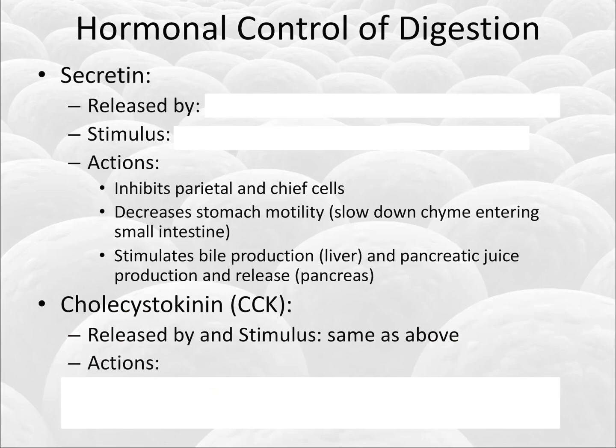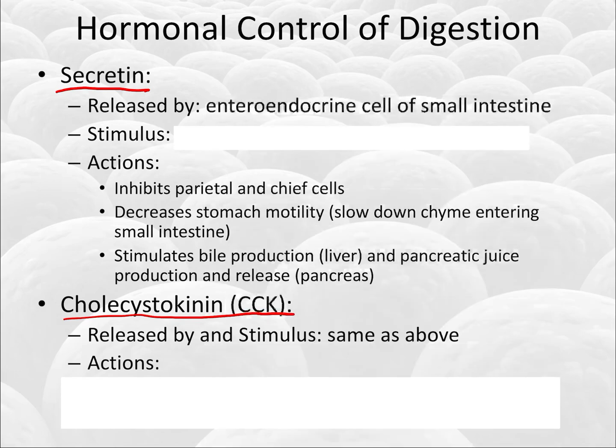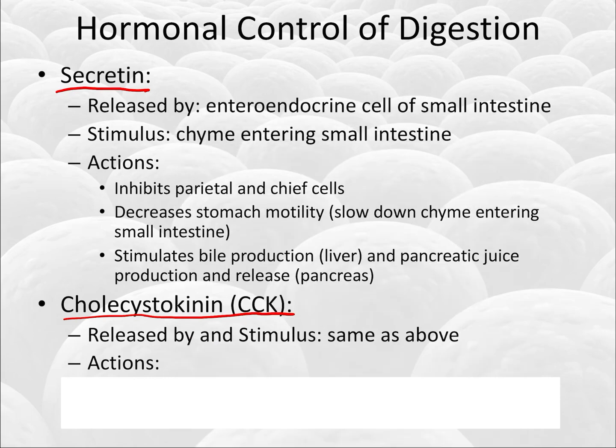Okay, so a little bit more physiology on the hormones here. Hormonal control of digestion. 2 important hormones we'll talk about here are secretin and cholecystokinin, also known as CCK. So secretin is released by the enteroendocrine cells of the small intestine. The stimulus for it to be released is chyme entering the small intestine. Okay, it has 3 main actions.